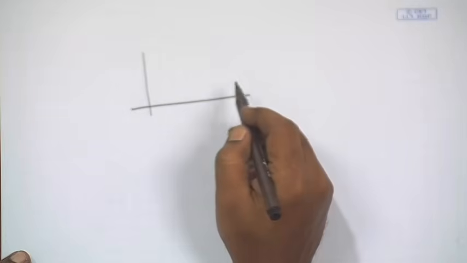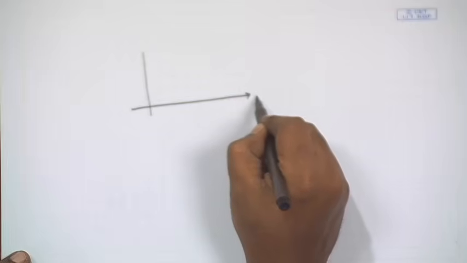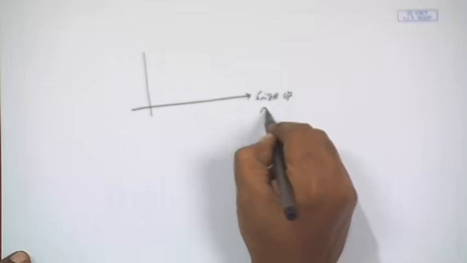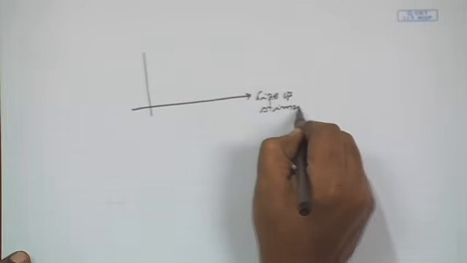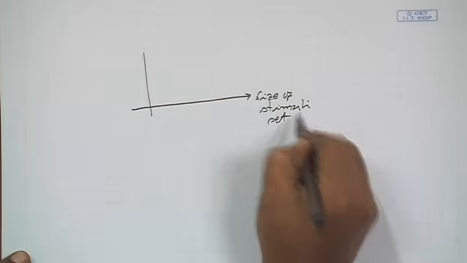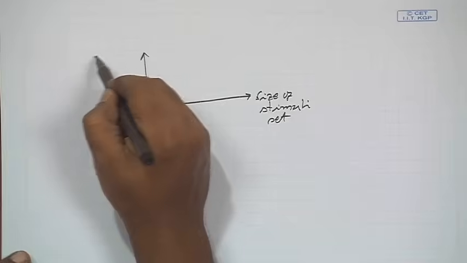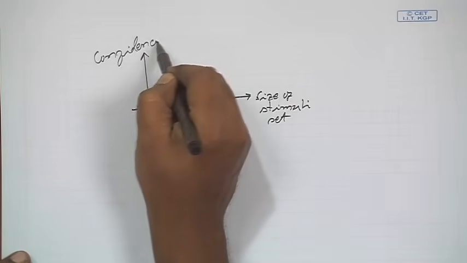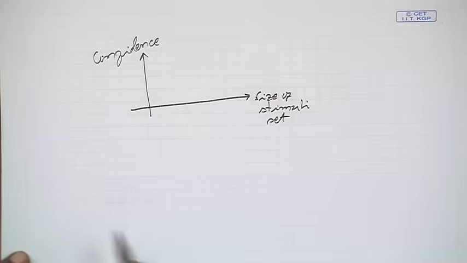In fact, if we plot it like this, on this side we plot the size of this stimuli set, or the number of test patterns that we are applying, and on this side we plot the confidence, how much confidence we can have about the correctness of the system.